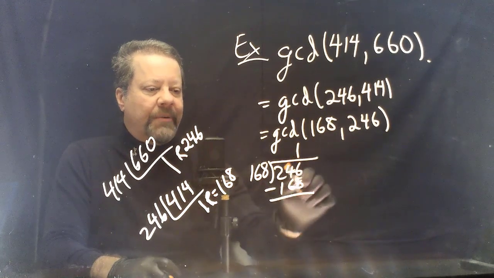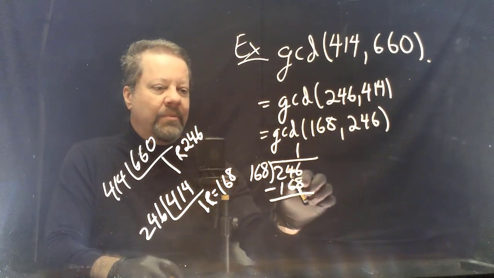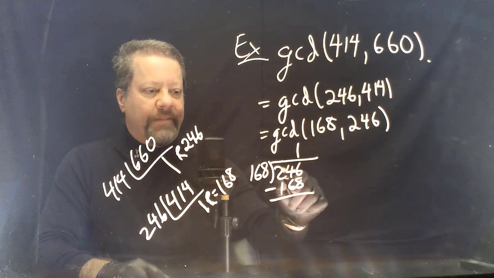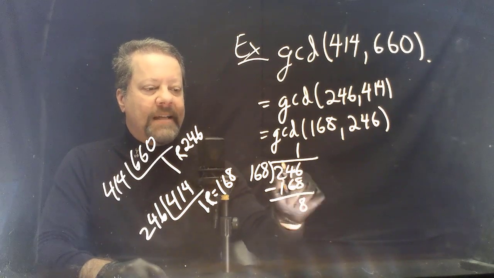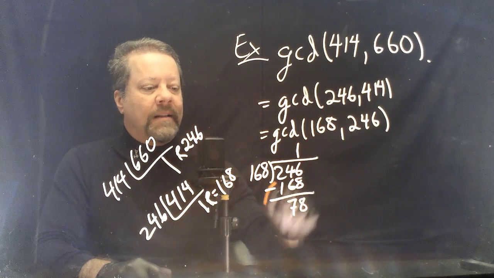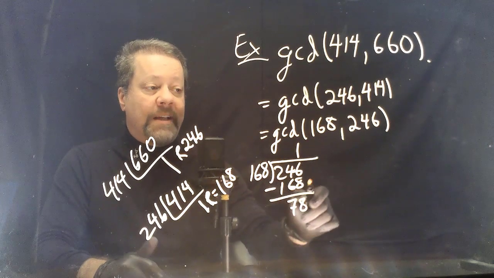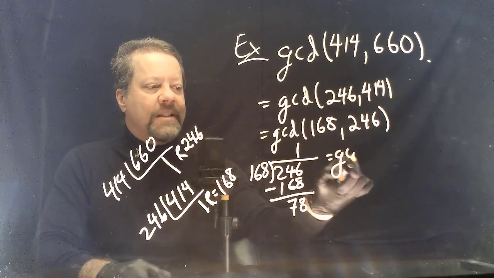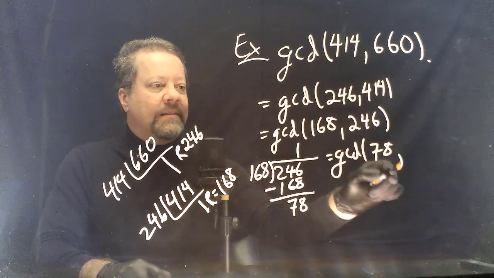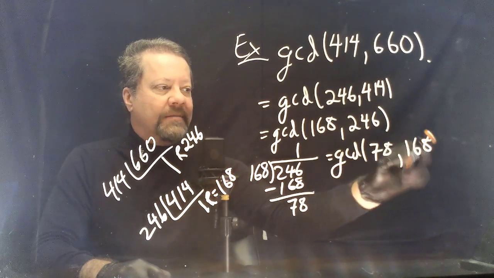So what do you get when you subtract? We'll have to borrow. Let's see, we'll have to borrow. 16 minus 8 is 8. 13 minus that is 7. We've already borrowed, so 78. So we get the GCD of 78 and 168.